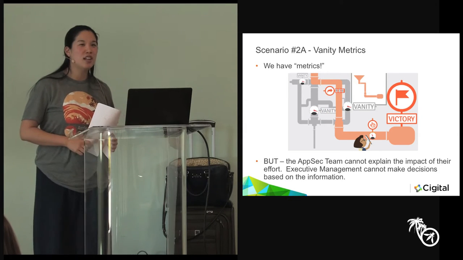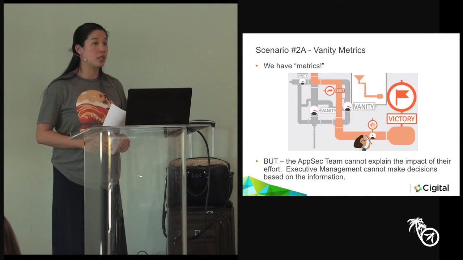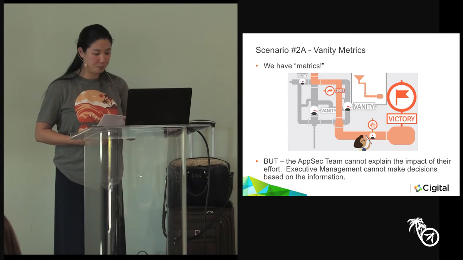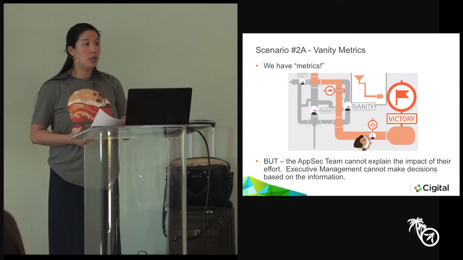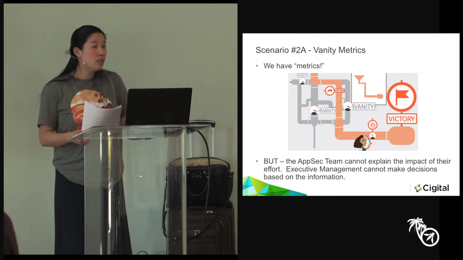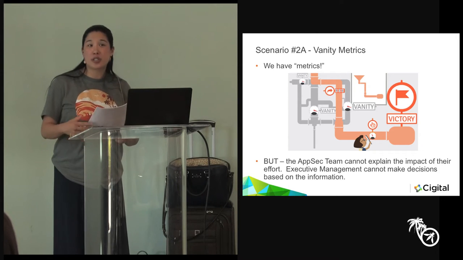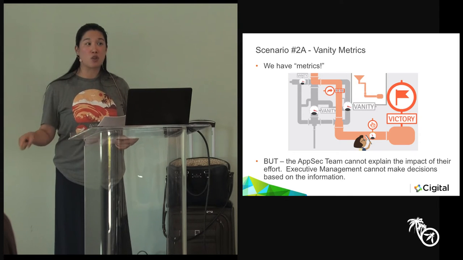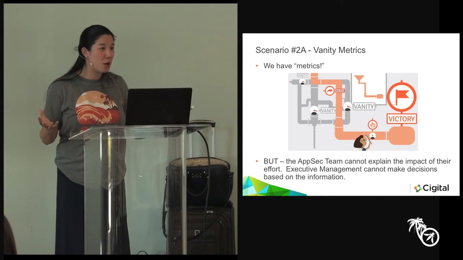Scenario two is what I call vanity metrics. In this case, folks are counting things. For example, we've got 8 people on our team. We spent 109% of this year's budget. And last week we found 12 bugs. Okay, so what?